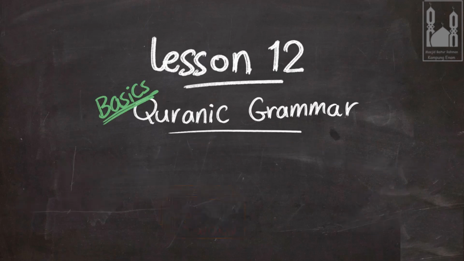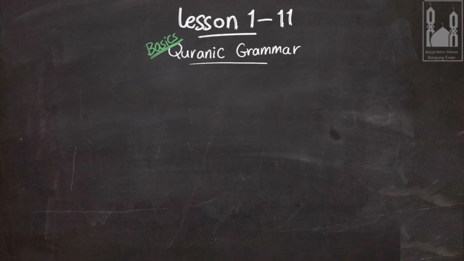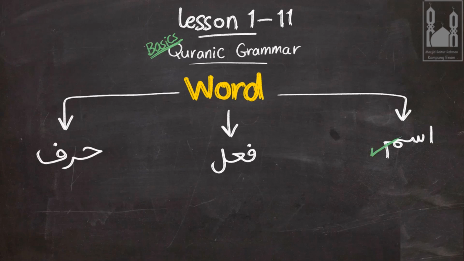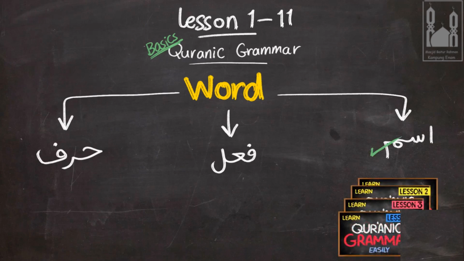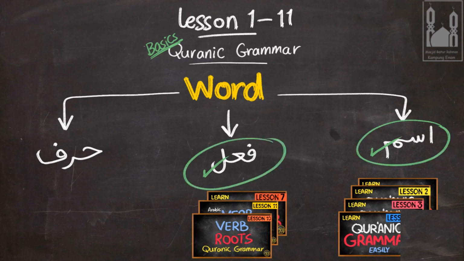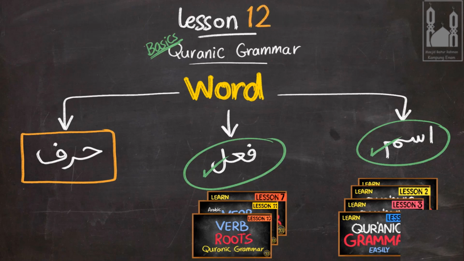So what have we done in the past 11 lessons? Well, we learned that in Arabic, any word is either ism, fi'l, or harf. We have analyzed the basic rules relating to ism in these lessons. And we've also learned a lot about Arabic verbs and how they are derived in these lessons. If you want to revisit them or learn from the beginning, I will leave their links in the description. And now, the only thing that is left is harf. And this is exactly the main focus of this lesson and other lessons to come, insha'Allah.